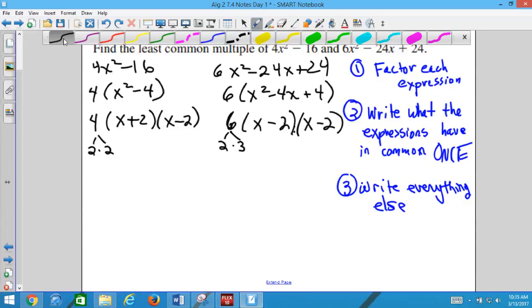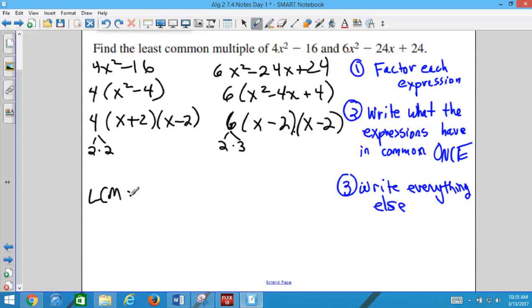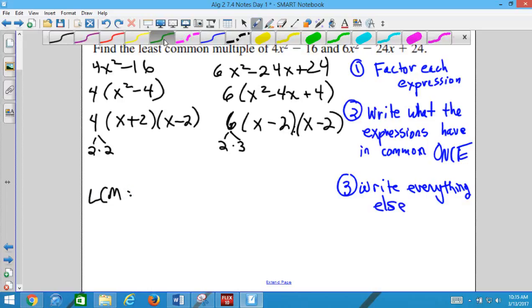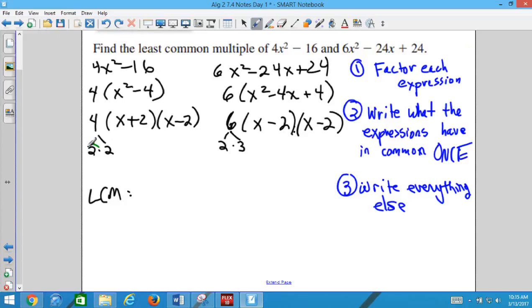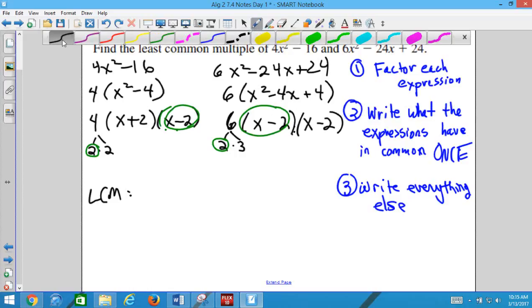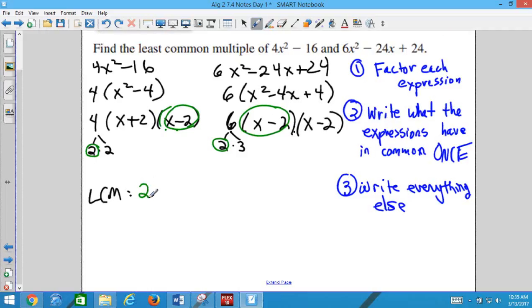All right, so the LCM. What do the two expressions have in common? What's something they have in common? 2 and x minus 2. Okay, 2 and 1 x minus 2, right? That's all that they have in common. So down here I'm going to write a 2. I'll just write green. 2. And I'm also going to write an x minus 2. I am leaving some space on purpose.